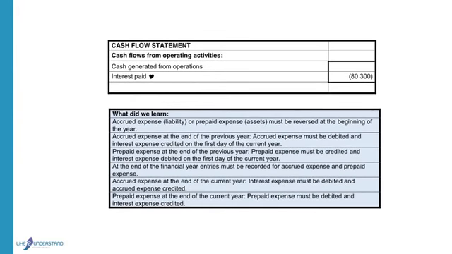If we look at the cash flow statement, the amount that we will record as outflow of money will be the 80,300. So that is not the figure that we have on our income statement, because on the income statement we show what is the expense for the current year. On the cash flow statement, we show the outflow of money that was paid for interest.